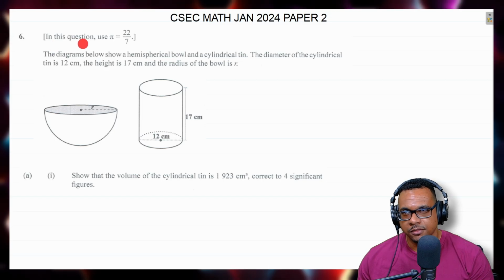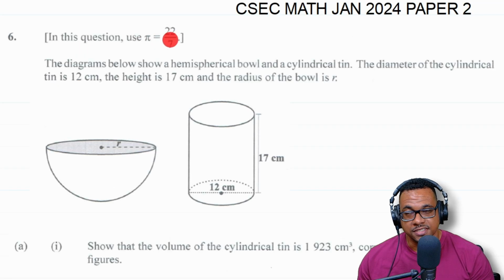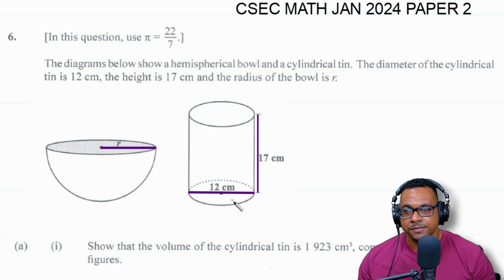Now in this question, we want to use pi as 22/7. So we have the diagram below shows a hemispherical bowl and a cylindrical tin. The diameter of the cylindrical tin is 12 centimeters. So we've seen that here. This is the cylindrical tin. Diameter is 12 centimeters. The height is 17 centimeters. So this is the height of the cylinder here. And the radius of the bowl is r. So this is the bowl, and this is the radius here being r.